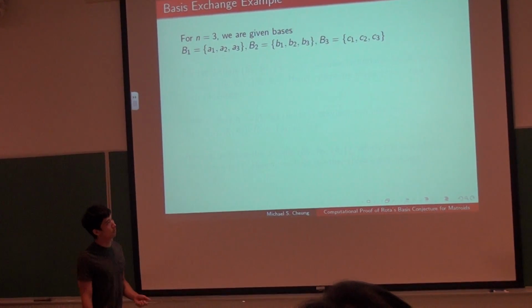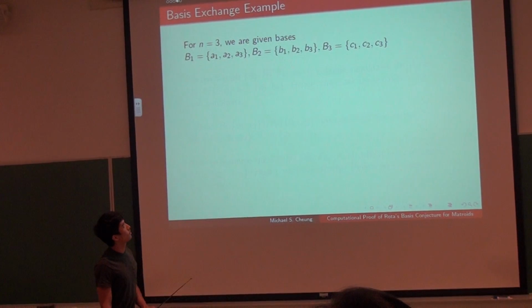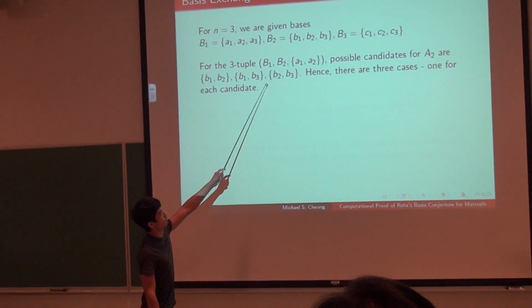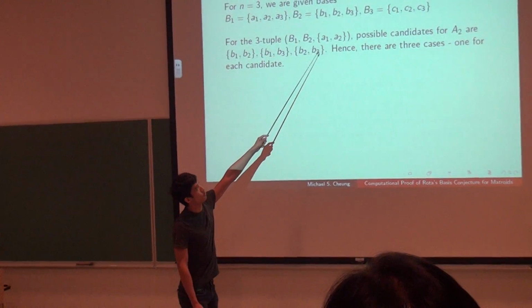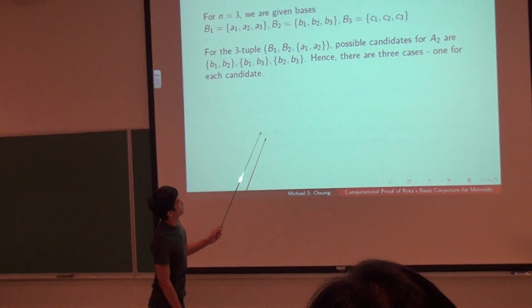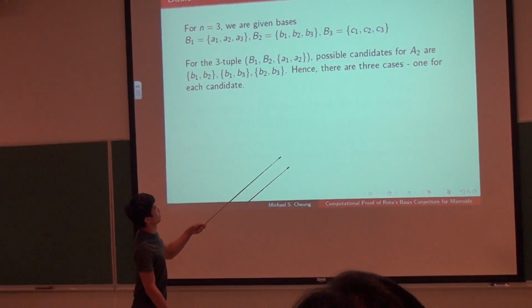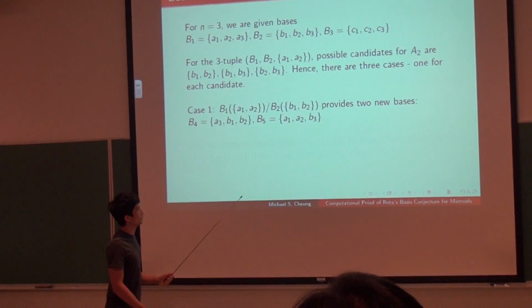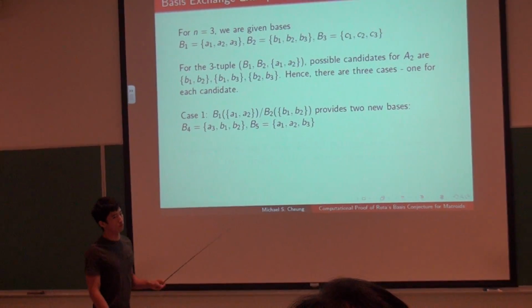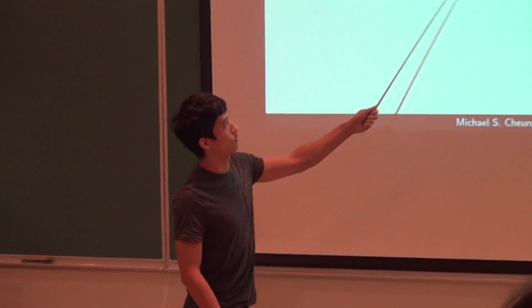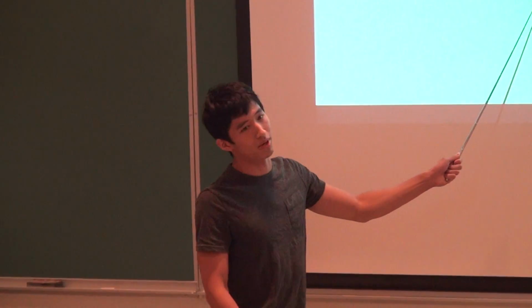So here's an example of the basis exchange. Let's say you start with these three bases, and you choose this 3-tuple, so you choose basis 1, basis 2, and you choose A1 and A2 from the first basis. Then you want to see what you can swap it for in the second basis. So it's any subset of order 2, so these three. So you have 3 cases, 1 for each of those subsets. So case 1, you swap A1, A2 for B1, B2, and you get these two new bases.